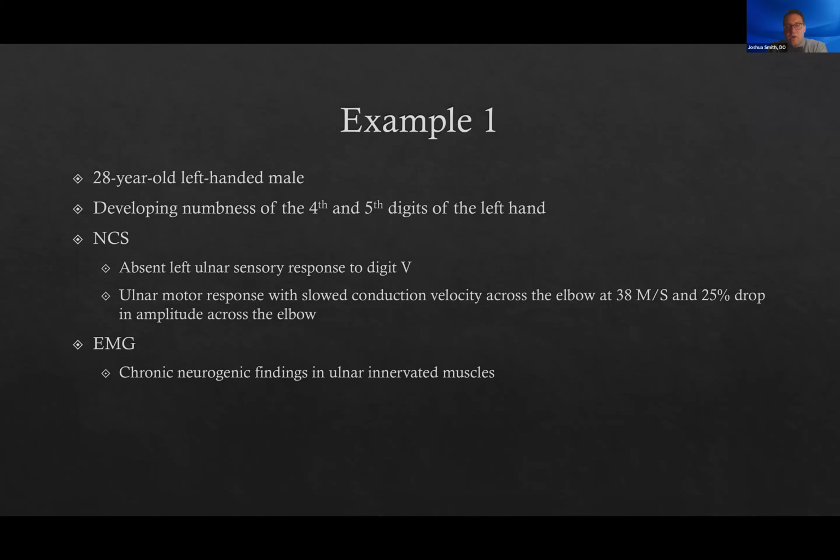And let's say that's going to be well below the drop of 10 meters per second or more across the elbow. And there's even a 25% drop in amplitude across the elbow. So you have a partial conduction block. And then you do an EMG and you find chronic neurogenic findings in ulnar innervated muscles. So now already you can say, hey, I've already diagnosed that he has what appears to be a chronic left ulnar mononeuropathy at the elbow.